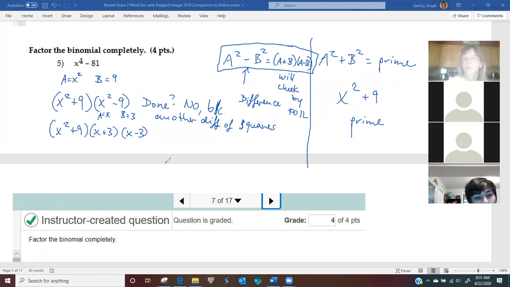Okay. So this is a different formula. When it's a binomial, it's maybe a difference of squares. If it's a trinomial, it may be a perfect square trinomial. Well, you have to factor x squared minus 9 into x plus 3 and x minus 3. Because this is a difference of squares, so you use that formula again.